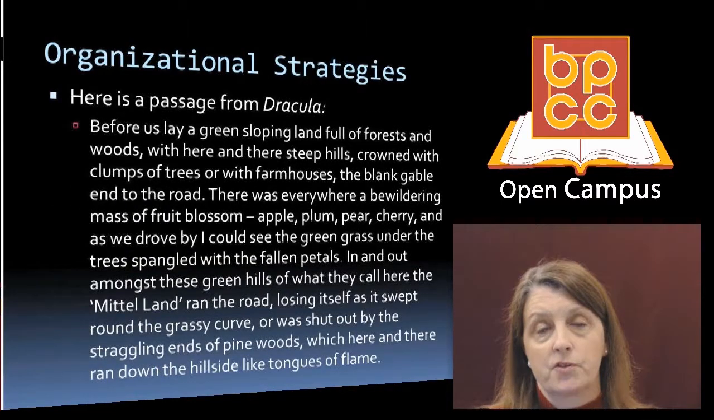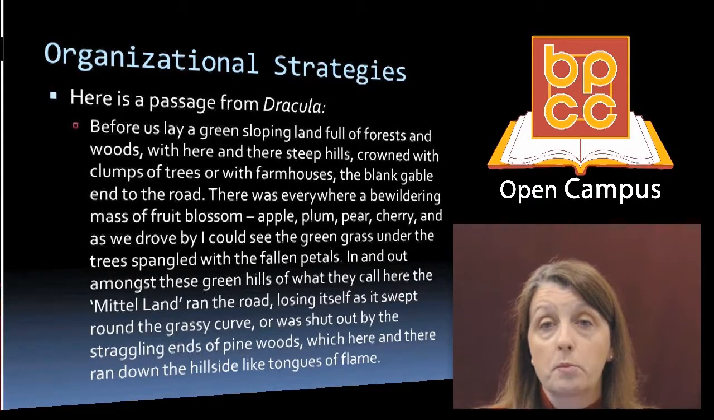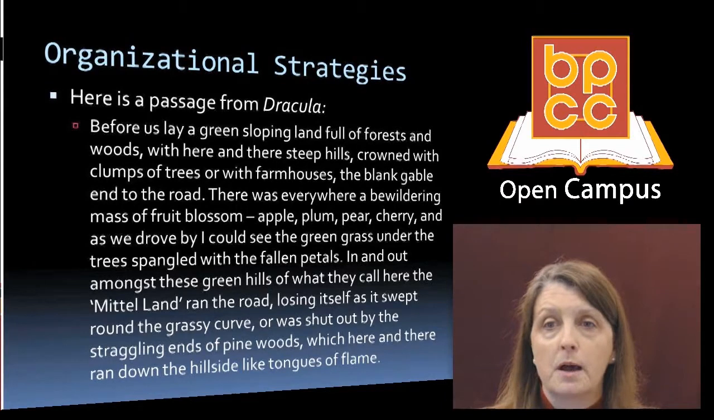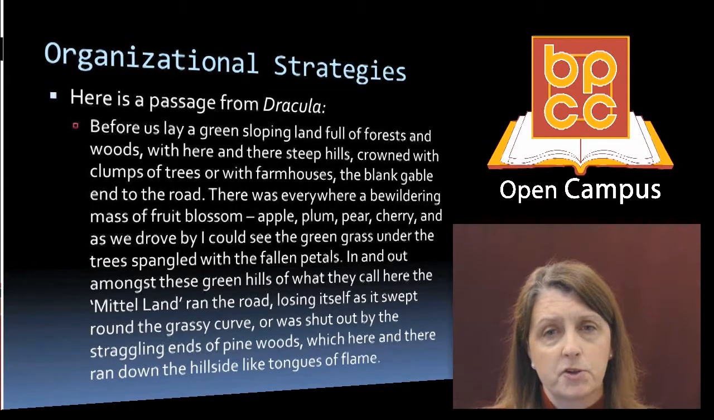Here is a passage from the novel Dracula. Before us lay a green, sloping land full of forests and woods, with here and there steep hills, crowned with clumps of trees or with farmhouses, the blank gable end to the road. There was everywhere a bewildering mass of fruit blossom, apple, plum, pear, cherry, and as we drove by I could see the green grass under the trees spangled with the fallen petals.